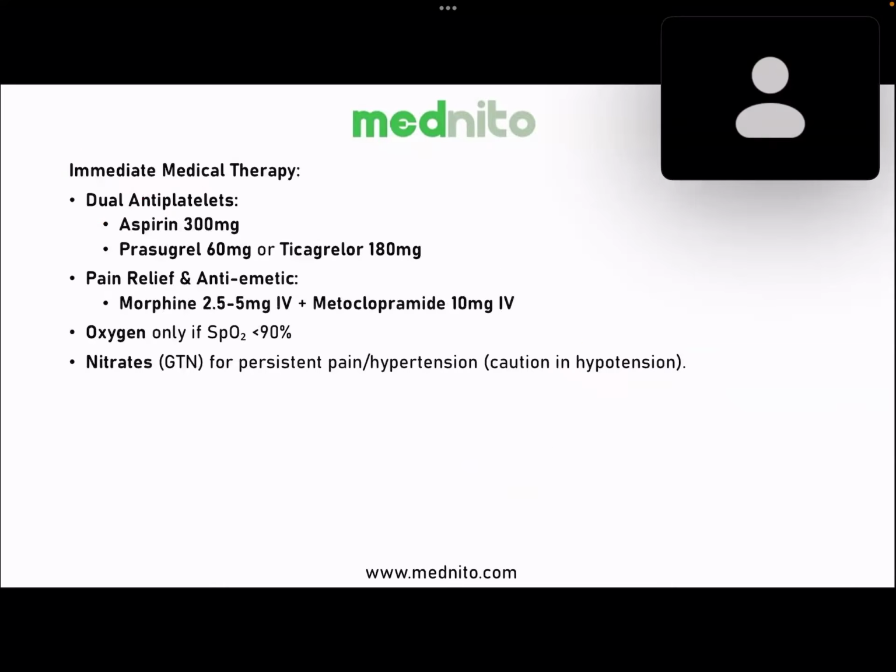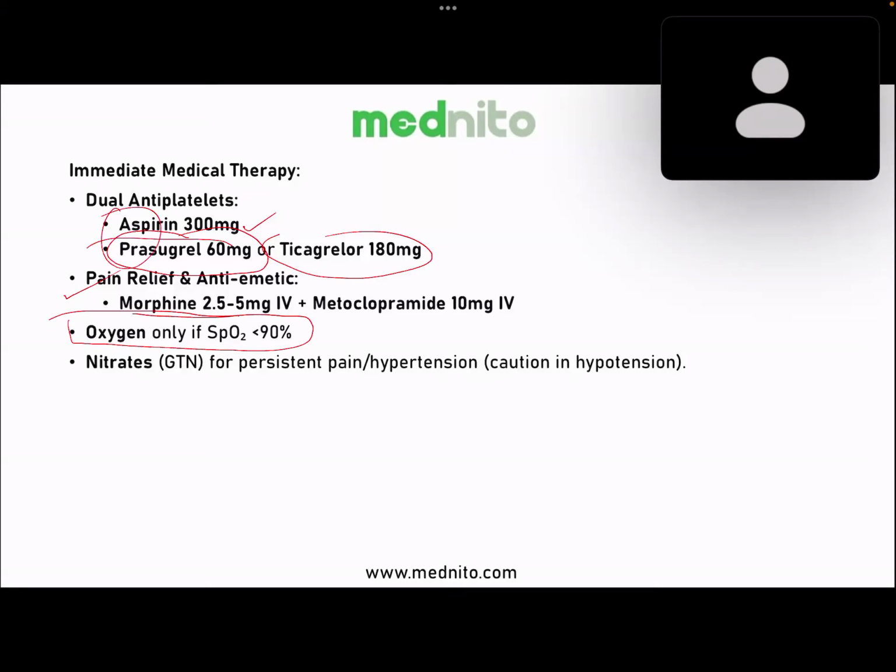All right. Next, we talk about the immediate medical treatment that is usually asked. It is aspirin 300 milligrams and prasugrel 60 milligrams or ticagrelor 60 milligrams. That is one thing you'll have to remember. If it is pain relief, it is morphine, and oxygen only if SpO2 is less than 90. This is an MRCP part 1 question. You need not remember this, but please do remember aspirin and prasugrel need to be given.